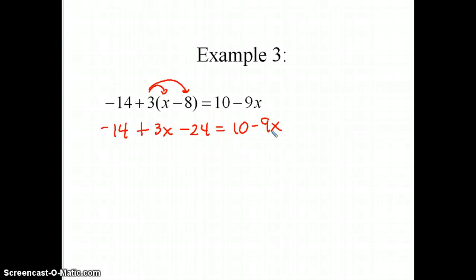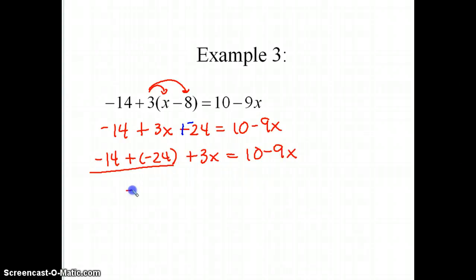I'm going to combine like terms. I actually have two constants on the left-hand side that I can add together. So I'm going to change my subtraction to adding the opposite. I end up with negative 14 plus negative 24 plus 3x is equal to 10 minus 9x. Combining my two like terms here, I end up with a negative 38 plus 3x is equal to 10 minus 9x.